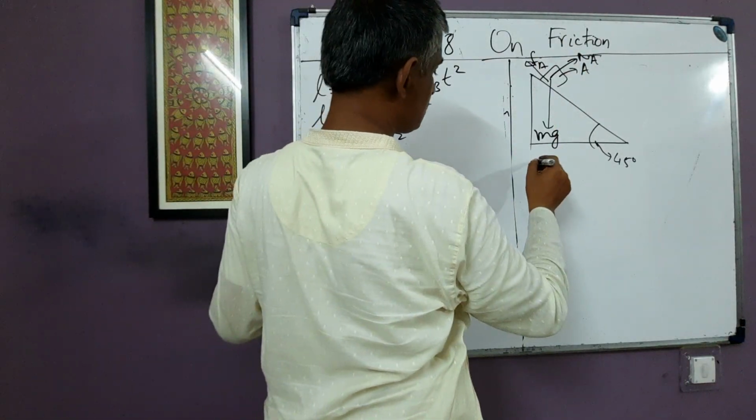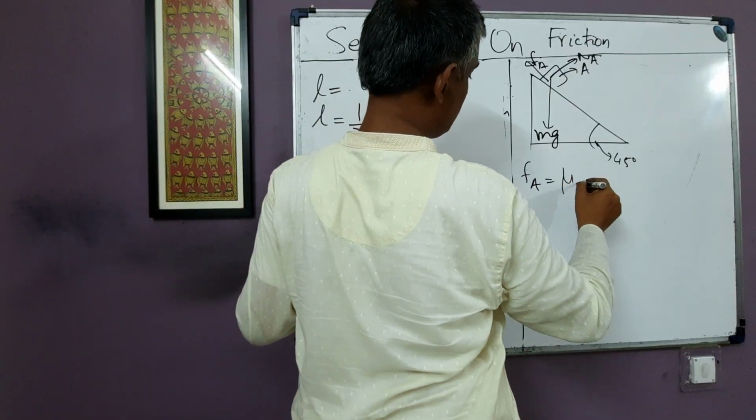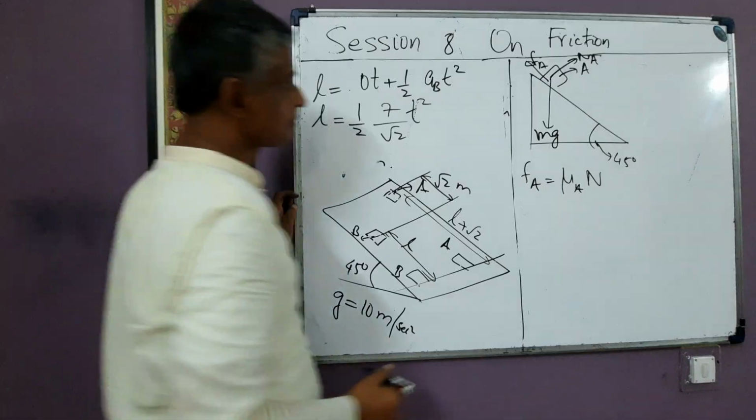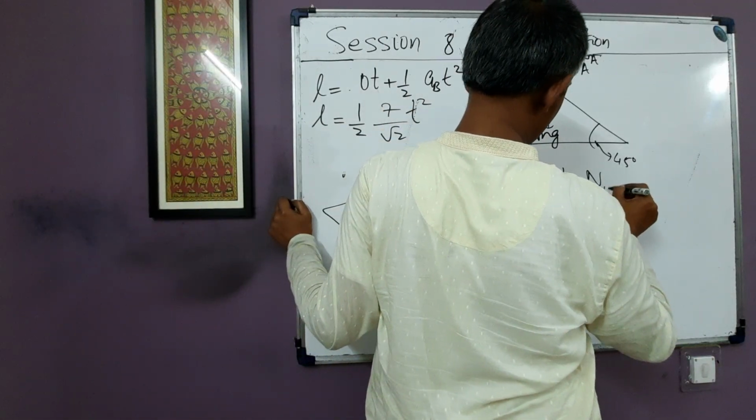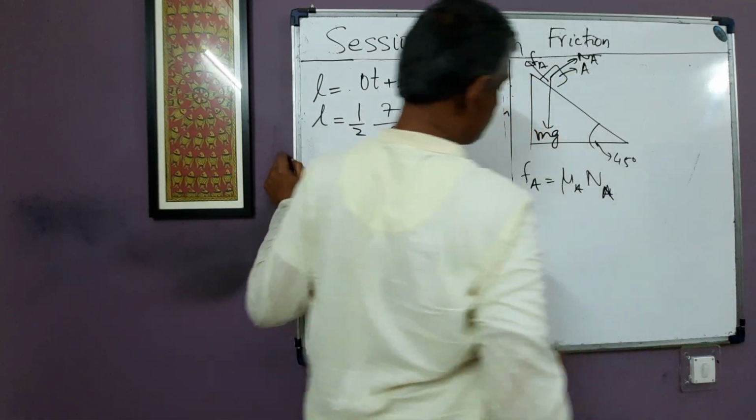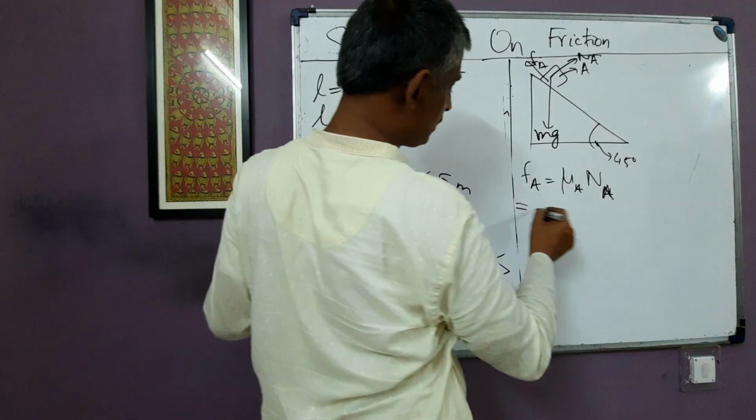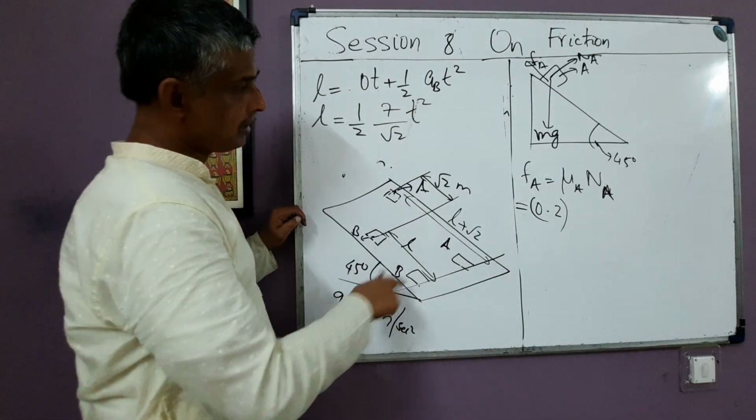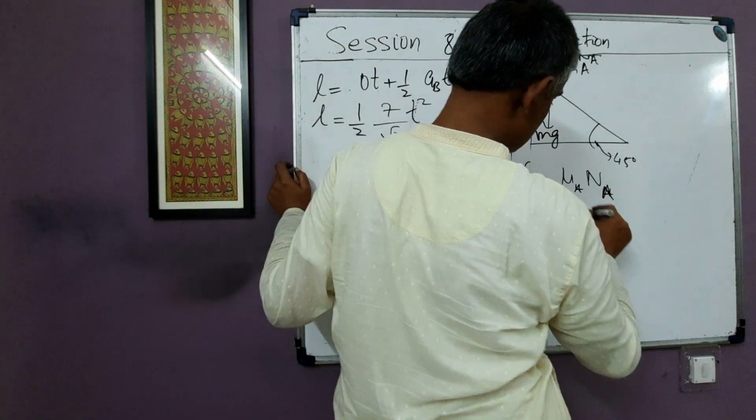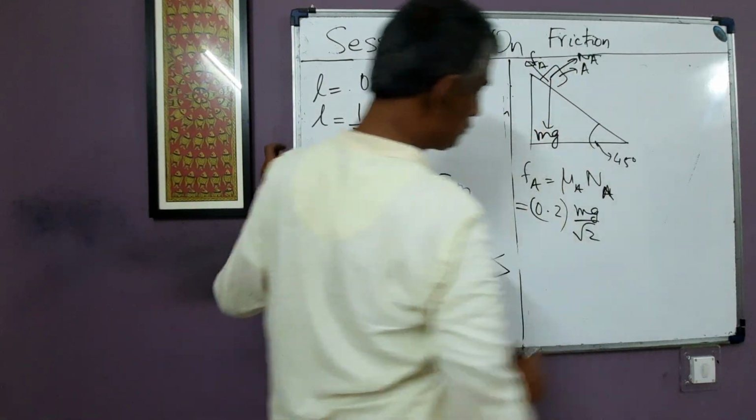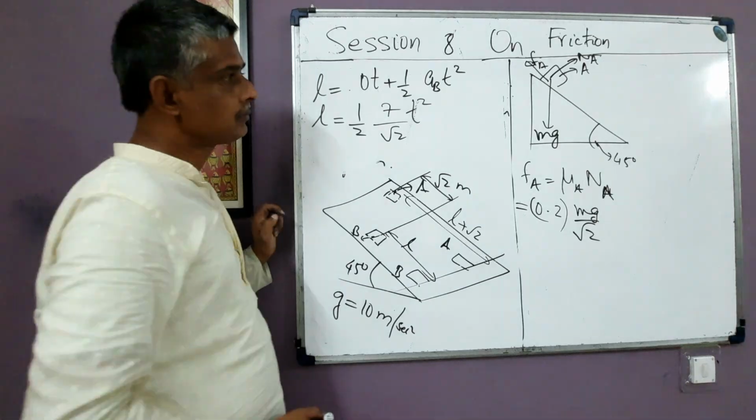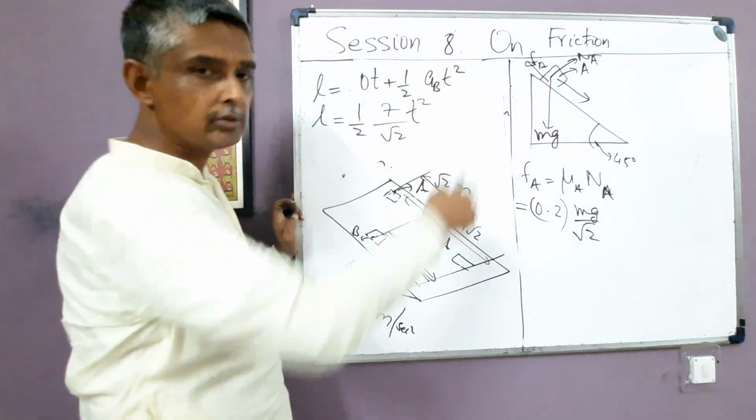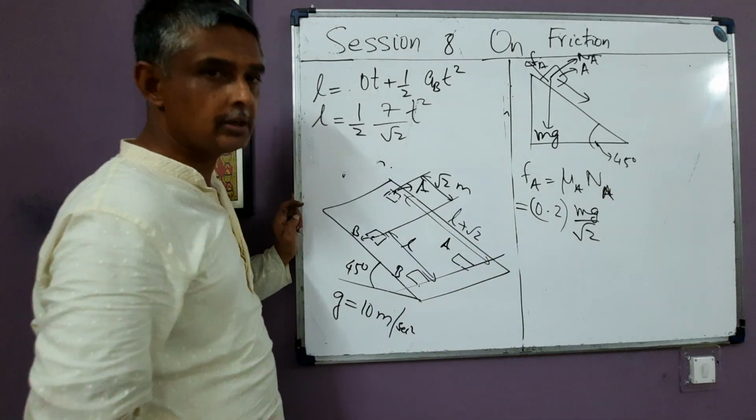Now Fa is how much? Mu A into Na. Mu A is 0.2. Na is how much? Na is mg cos 45 degree. Cos 45 degree is 1 by root 2. This is the Fa. Now this block also starts from rest and begins to move down the incline. So it accelerates down the incline, say with some acceleration A.